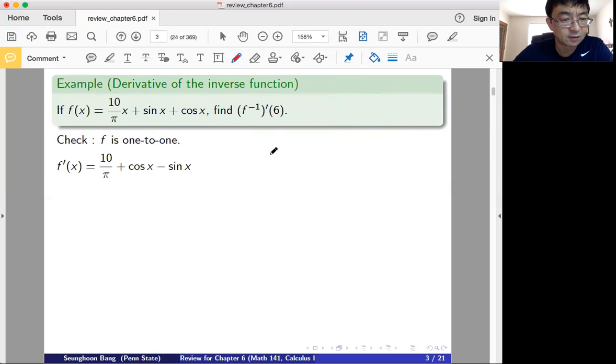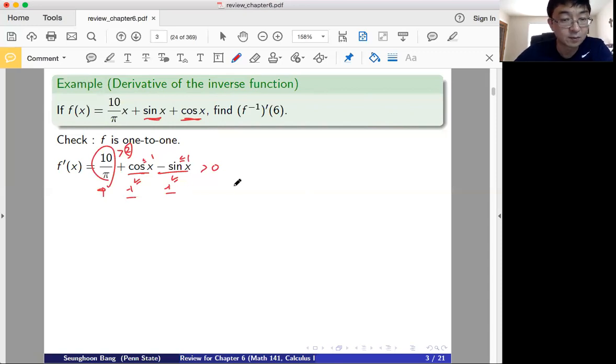Take f prime of x. F prime of x: the derivative of 10 over pi x is 10 over pi. The derivative of sine x is cosine x. The derivative of cosine x is negative sine x. So 10 over pi is greater than 3. Cosine x is always between -1 and 1. Sine x is between -1 and 1. So what does it mean? This is always greater than 0, because 10 over pi is greater than 3, minus the smallest number, negative 2, is always greater than 0.